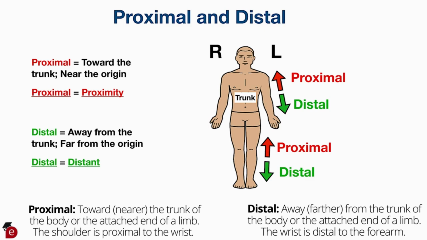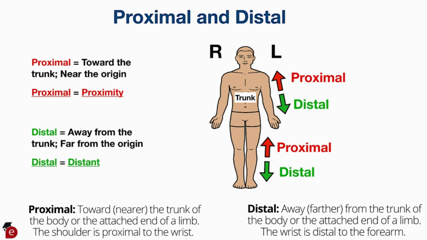And then we have proximal and distal. Proximal means towards or nearer to the trunk of the body or attachment to the end of the limb. So you can say that the shoulders are proximal to the wrist. If you compare the position of the shoulders and the wrist, you can see that the shoulders are closer to the trunk of the body compared to the wrist.